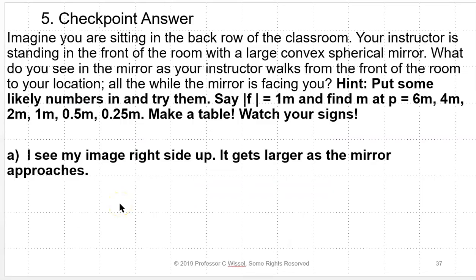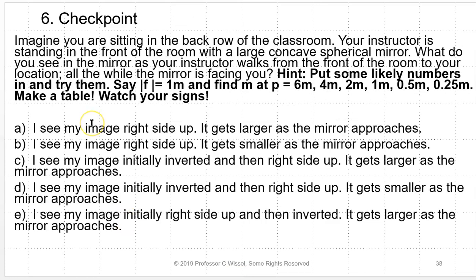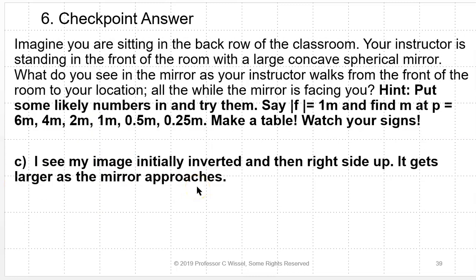Okay, you will find out, you will see the image right side up. It gets larger as the mirror approaches. It is a convex mirror, so it's never going to be as big as you are. Same thing, but now we're doing this for a concave mirror. You'll see your image initially inverted and then right side up. It gets larger as the mirror approaches, and it's always bigger than you are.